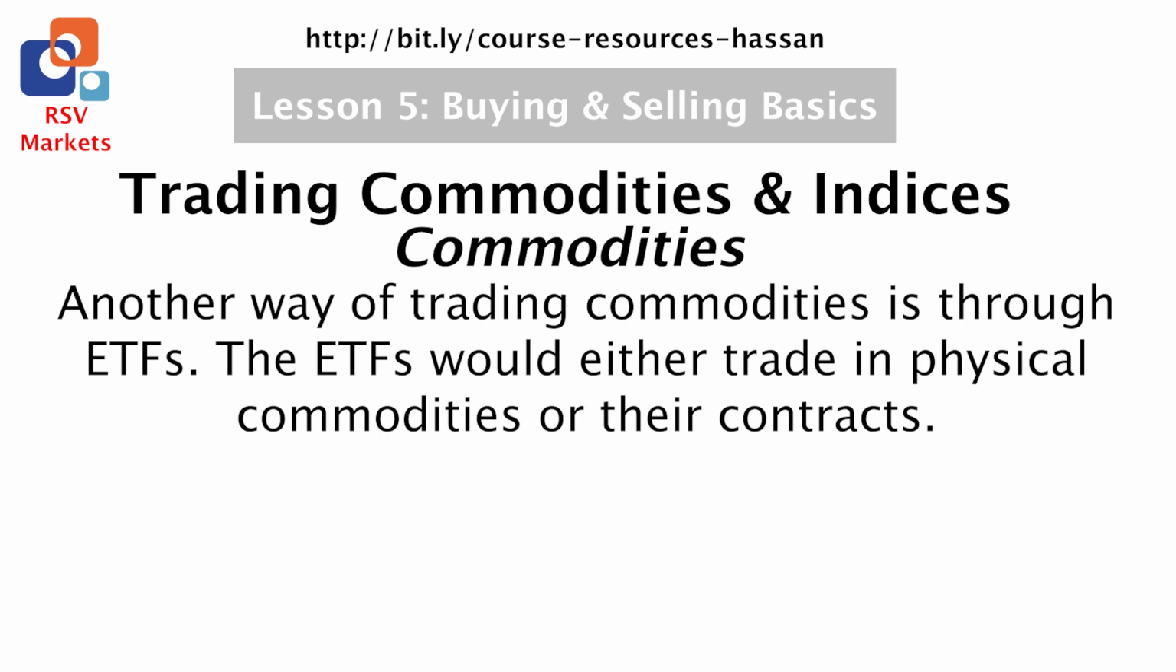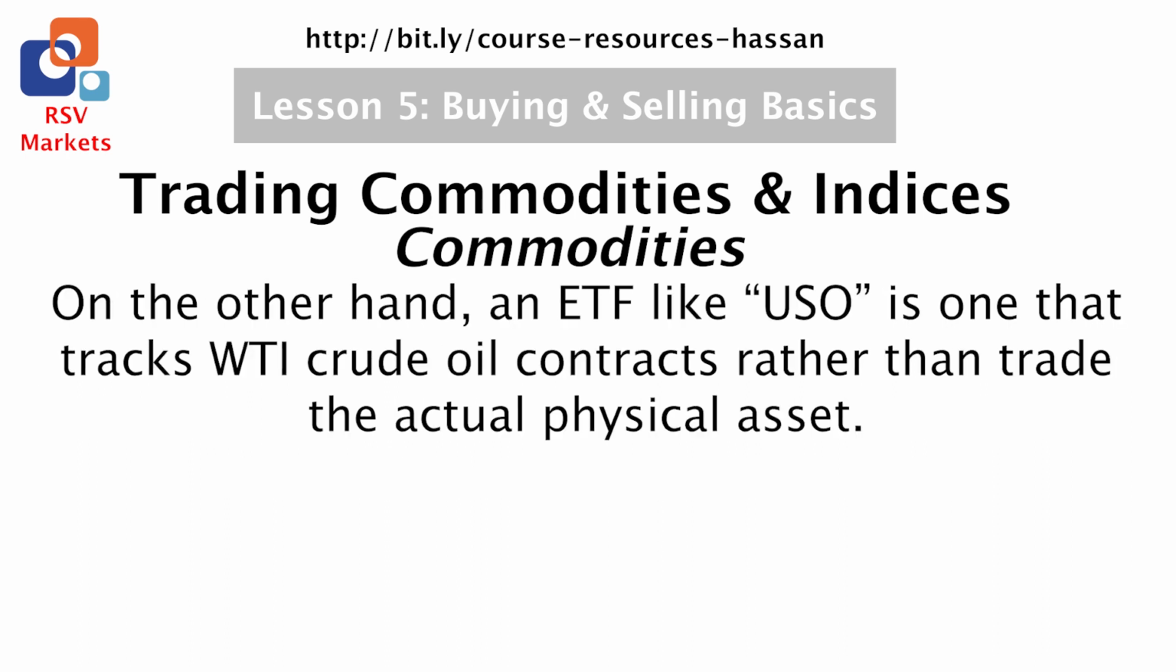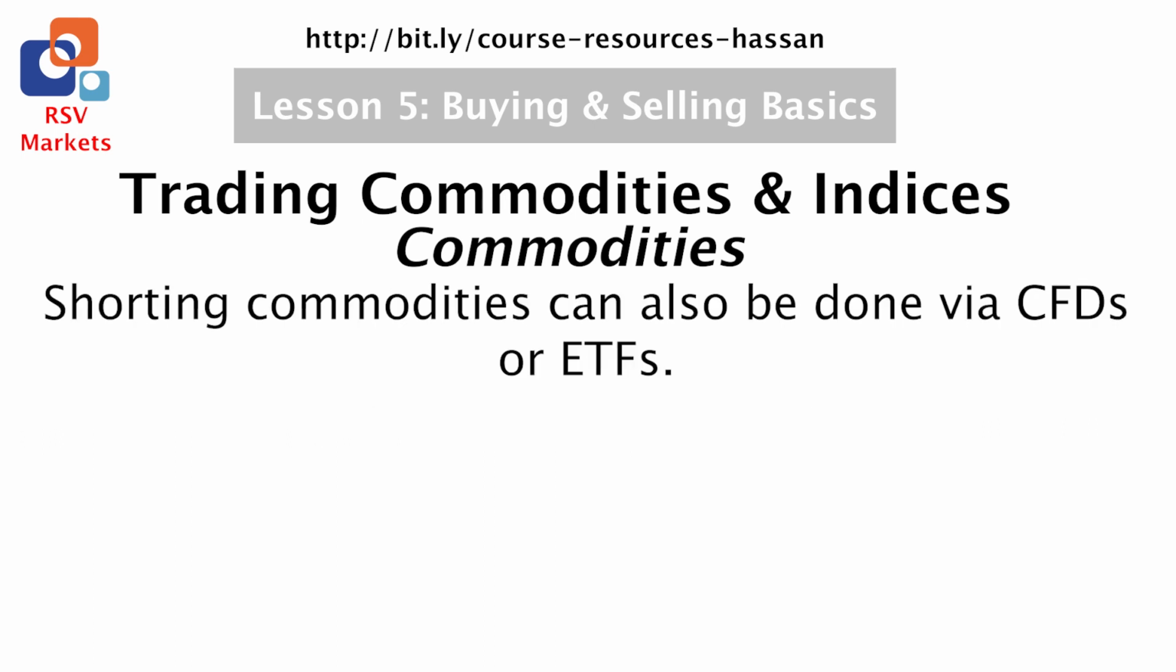Another way of trading commodities is through ETFs. The ETFs would either trade in physical commodities or their contracts. For example, the ETF IAU is one that holds physical gold in actual vaults in several locations, and the price of the ETF is then reflecting the price of the gold held in the fund. On the other hand, an ETF like USO is one that tracks WTI crude oil contracts rather than trade the actual physical asset.